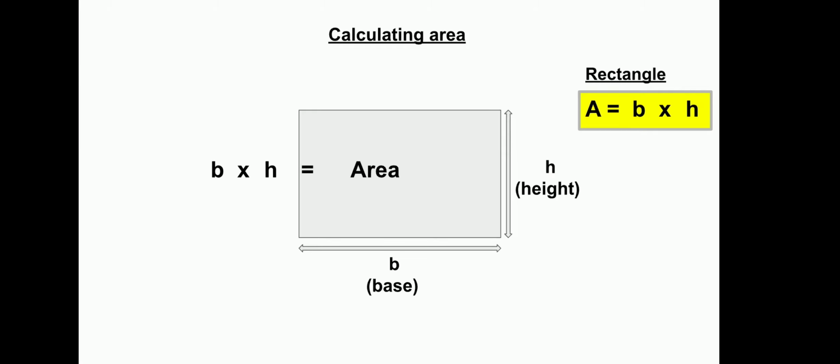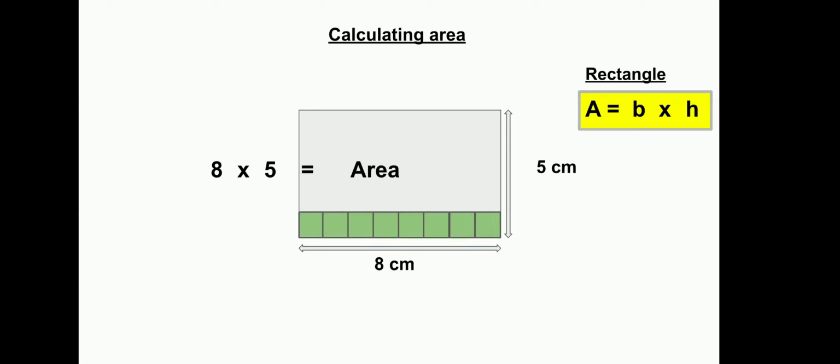So for our first example, we have a rectangle with a base of 8 centimeters and a height of 5 centimeters. Now again, area is a measure of how much space there is on a surface measured in square units. In this example, we're using centimeters, so let's count the number of square centimeters it takes to fill in our rectangle. The base is 8 centimeters long, so let's place 8 squares along the base of the rectangle. 1, 2, 3, 4, 5, 6, 7, 8.